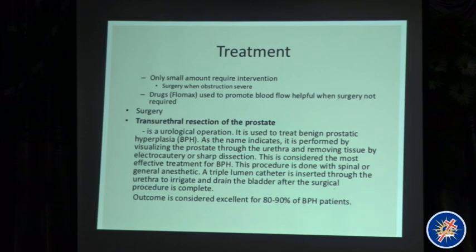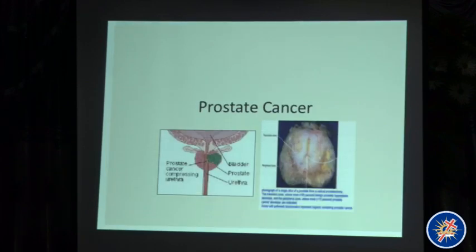The next one is prostate cancer. Prostate cancer, you can see the prostate there. This is the bladder and this is the urethra coming through all this way, and enclosed in it is the prostate. Now the green part there is the one that has started having cancer. This is it.